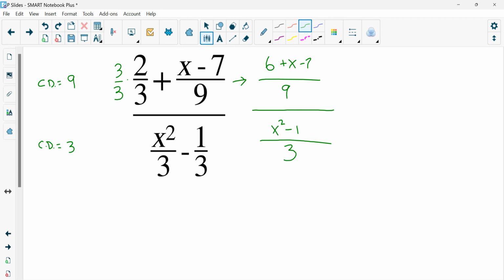So we already just did our addition problems. Now we're doing our keep, change, flip. So I can combine my like terms. 6 minus 7 is negative 1 over 9. Changing that division to multiplication and then flipping the second fraction, I would get 3 over x squared minus 1. So it is now a multiplication problem.